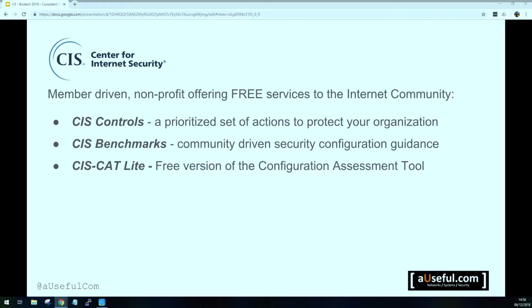The configuration assessment tool is an automated tool to help you compare your configuration to what the benchmark suggests your configuration should be. And there's a free version, CIS-CAT Lite, and hopefully we'll have time to have a little bit of a look at that, but that's relatively limited. It gives you a few platforms as a prioritised approach.